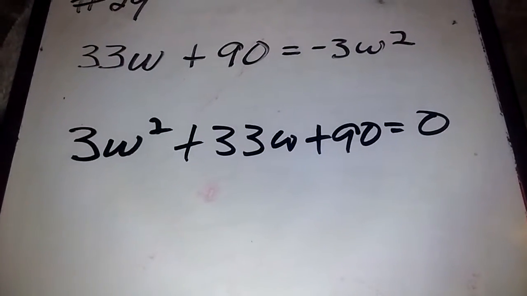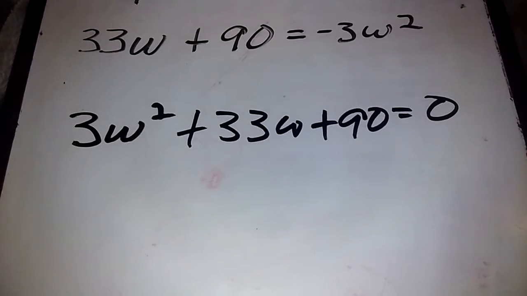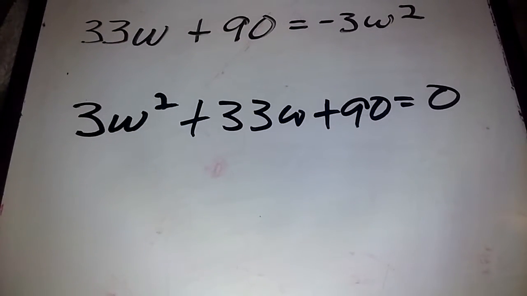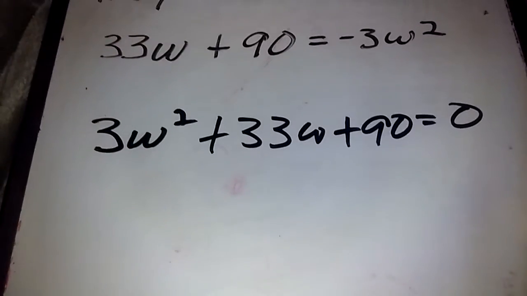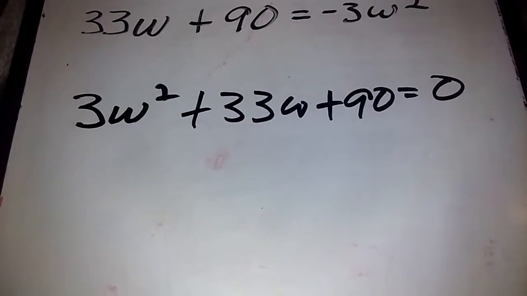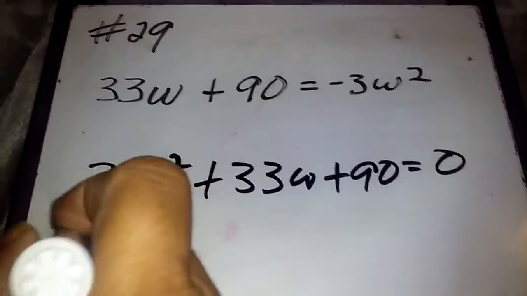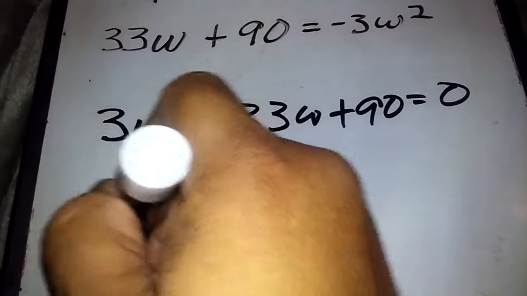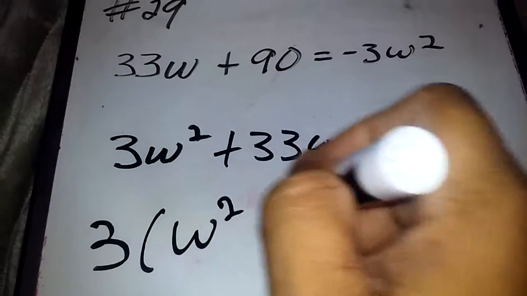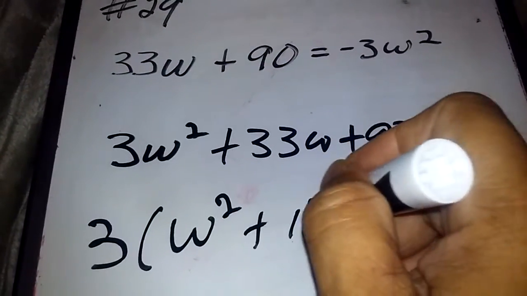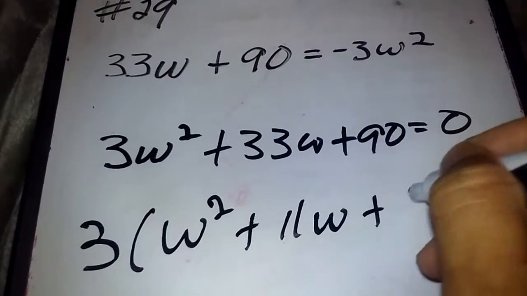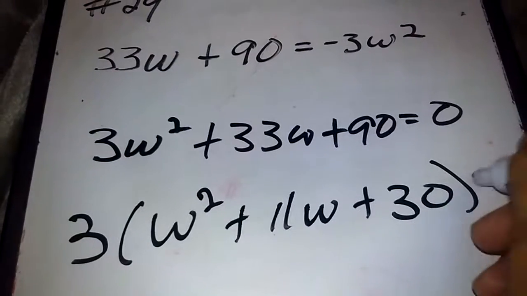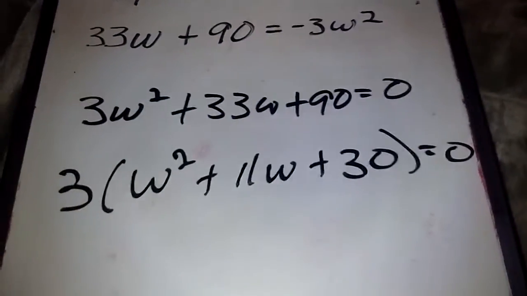So now we look at factoring, and we always look to see if it has a greatest common factor. And we see that the greatest common factor is going to be 3. So we bring out the 3 using our distributive property. So we get 3 times w squared plus 11w plus 30 is equal to 0.